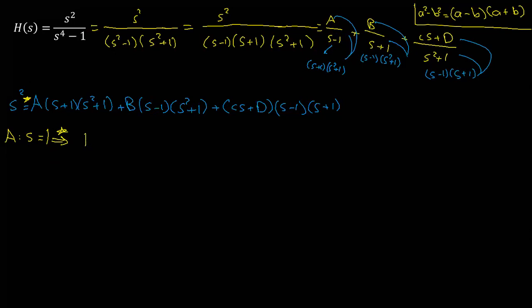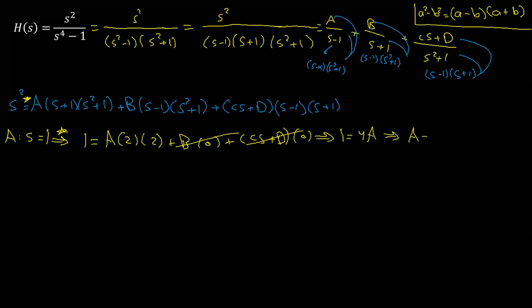That will give me in equation star the following: 1 squared, it is 1, equal A times bracket 1 plus 1, it's 2, times 1 squared plus 1, it's 2. Plus here, s minus 1, it's 0, and also for the Cs plus D, it must be multiplied by 0. Cancel out this and cancel out this. So 1 equals 4A. That will give me my A is 1 over 4.